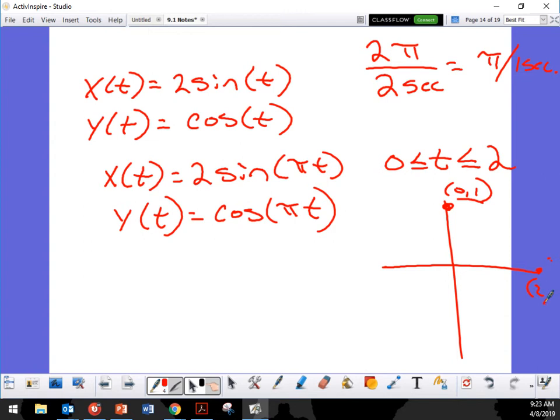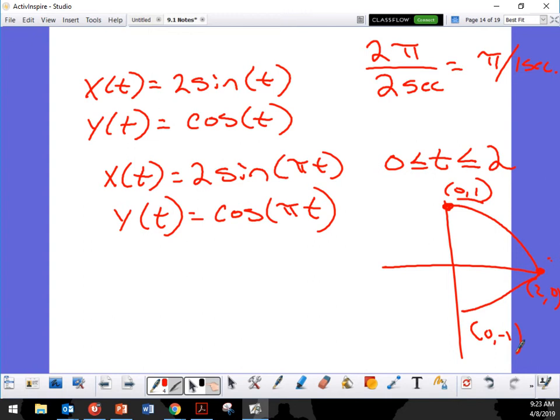And then cosine at pi over 2 is 0, right? So it's going to give me this point right here. So that's how it's going this way now. As I'm plugging in numbers, I did half, and the next one's going to be 1. So if I plug in 1, what is sine at 1? 0, right? So I'm going to come back over here. It should be 0, negative 1, right?